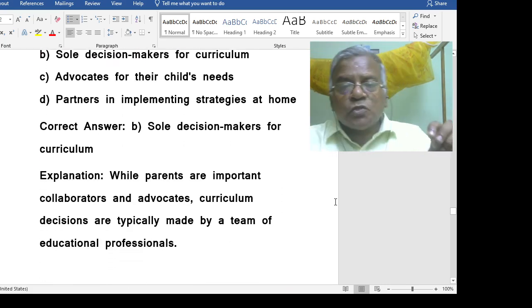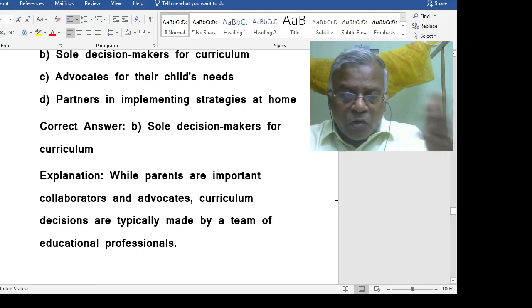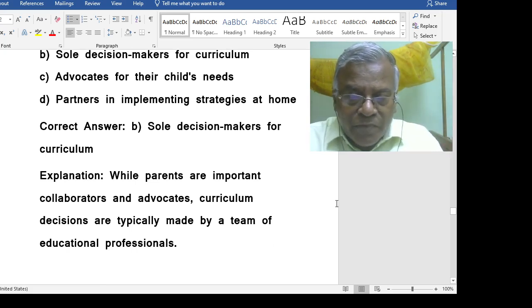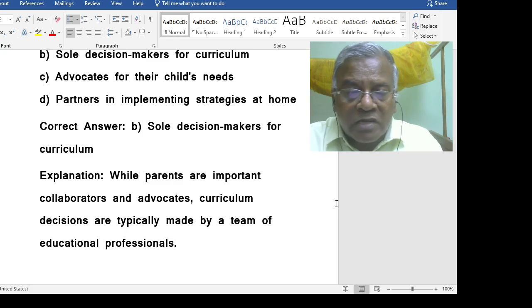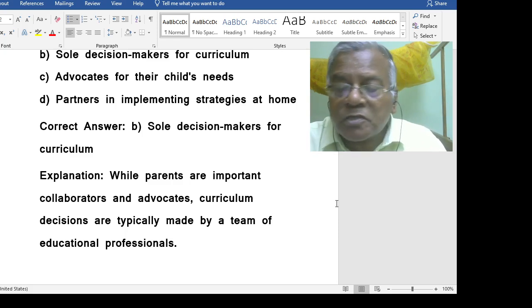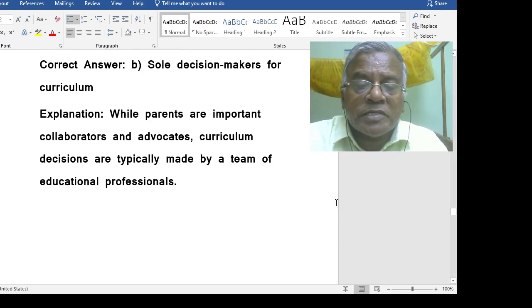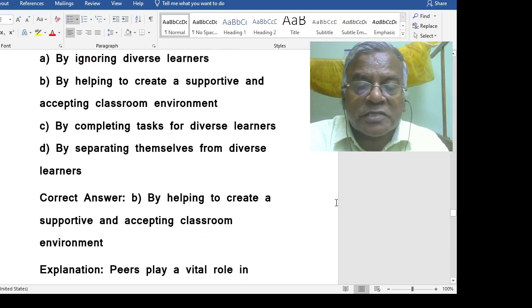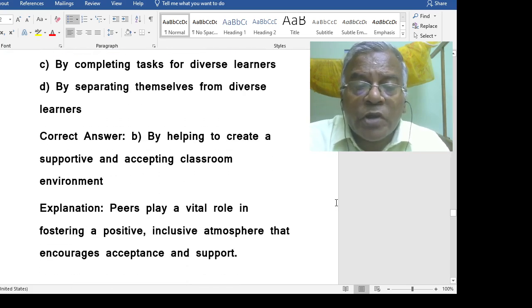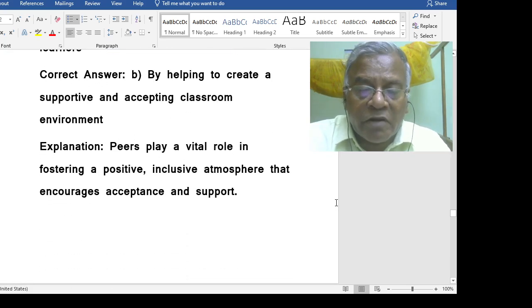That is, parents are not the sole decision makers for curriculum, because so many people are involved. While parents are important collaborators and advocates, curriculum decisions are typically made by a team of educational professionals. How can peers support inclusive education? By helping to create a supportive and accepting classroom environment.